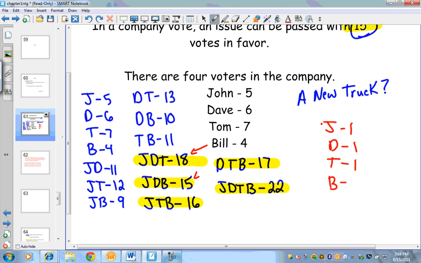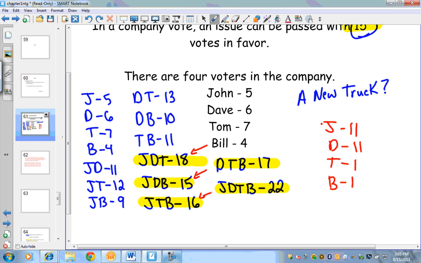And you do this for every single winning coalition. So if John, Dave, and Bill each decide to leave, would that be a losing coalition? The answer is yes. If John leaves, it'll be a loser, so he gets 1 point. Dave, if he leaves, it'll be a loser, and Bill, if he leaves, it'll be a loser. And notice, as they continue to be essential, their power index is increasing.